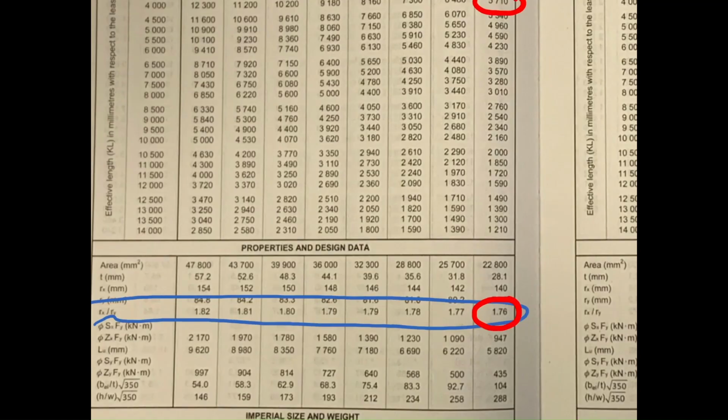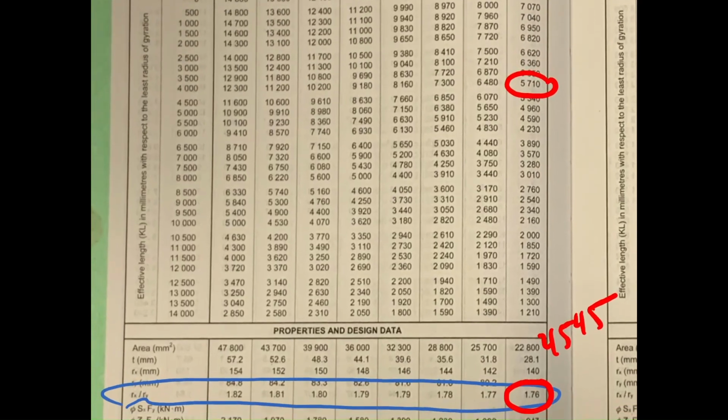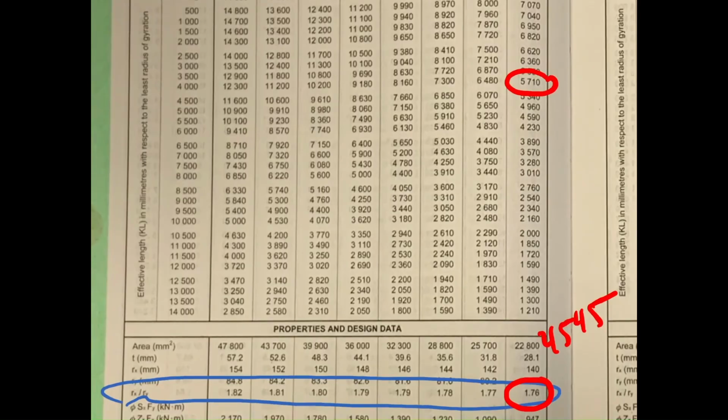For the strong axis buckling the length was 8,000. And so what we're going to do is look for a strength for an effective length of 8,000 divided by 1.76, which is 4,545. Unfortunately, it's not there, but the closest value is 4,500.